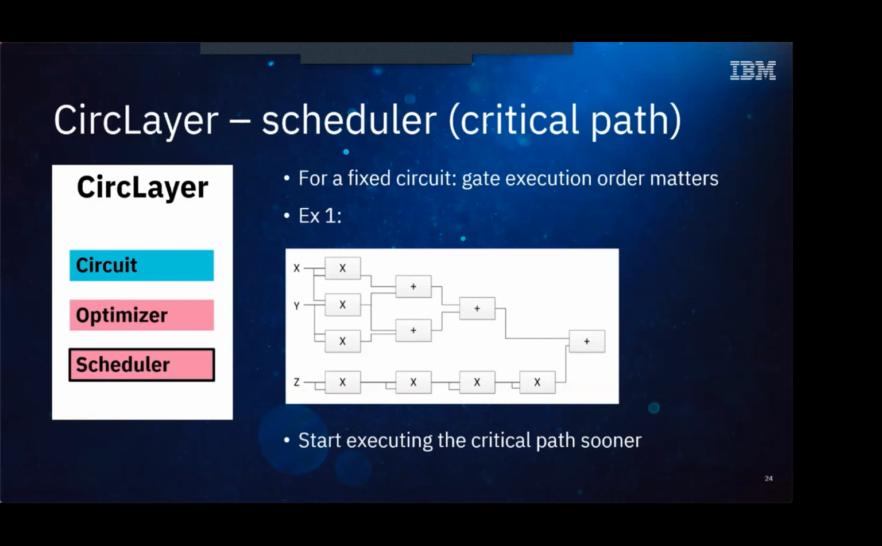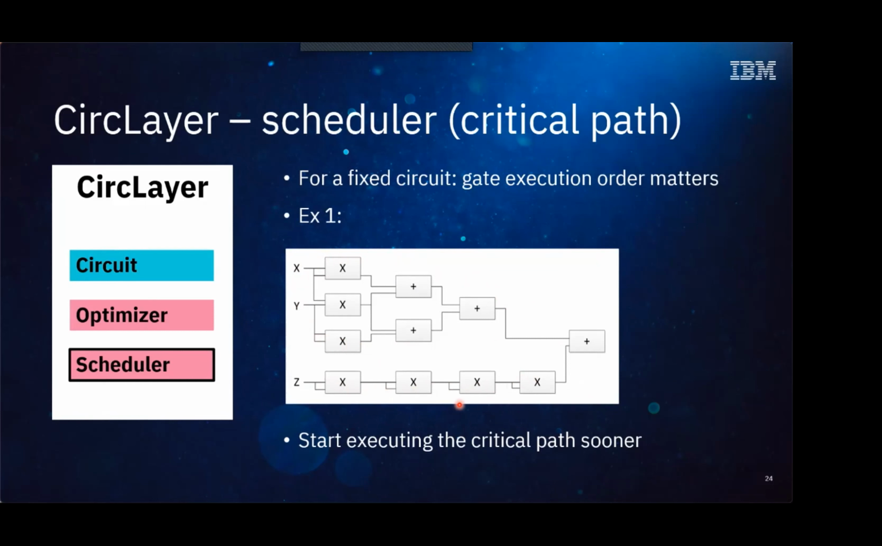So remember that the scheduler module kicks in after the optimizer has optimized the circuit, and the scheduler gets a fixed circuit that it needs to determine how to execute. So consider, for example, this circuit. It has two parts. One part computes a function of x and y, and one part computes z to the power of 16 with a sequence of 4 multiplication gates.